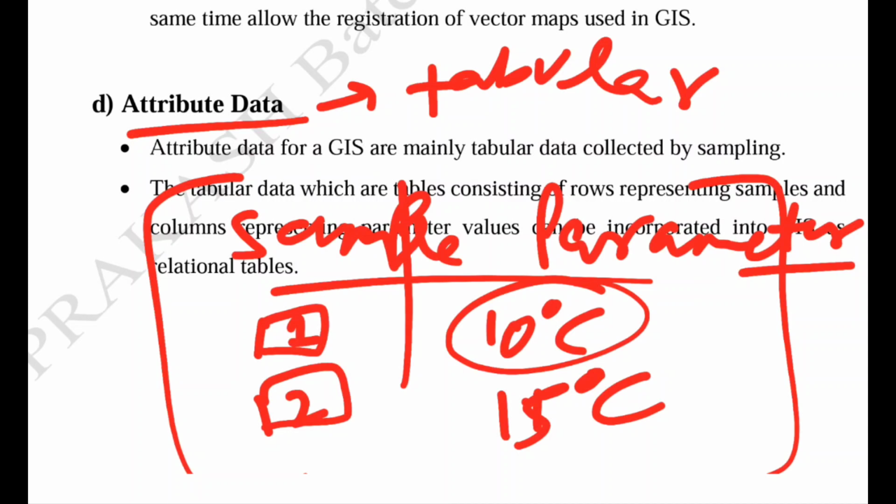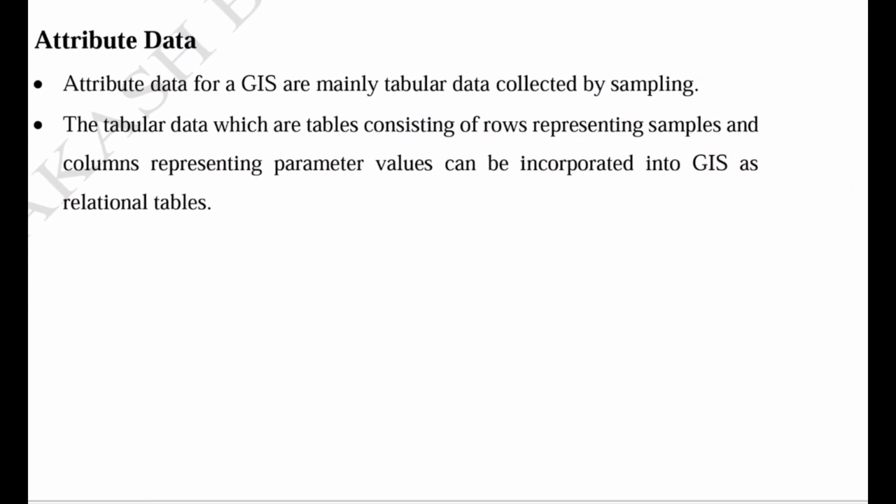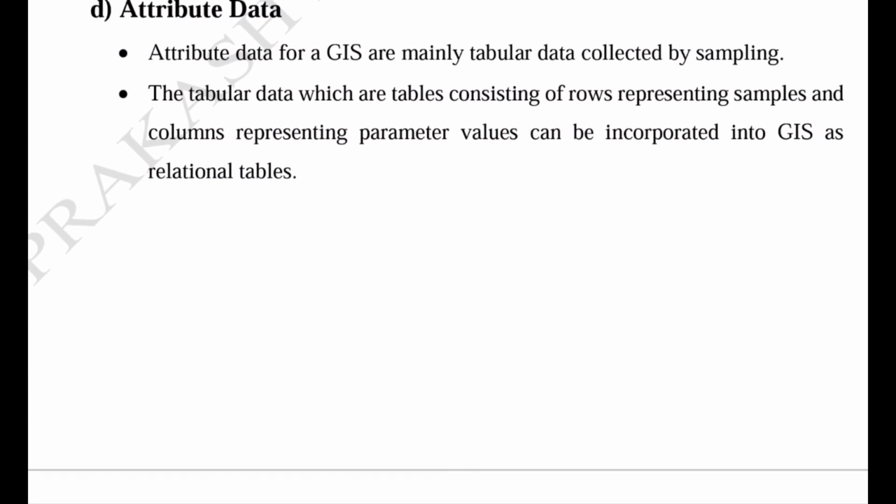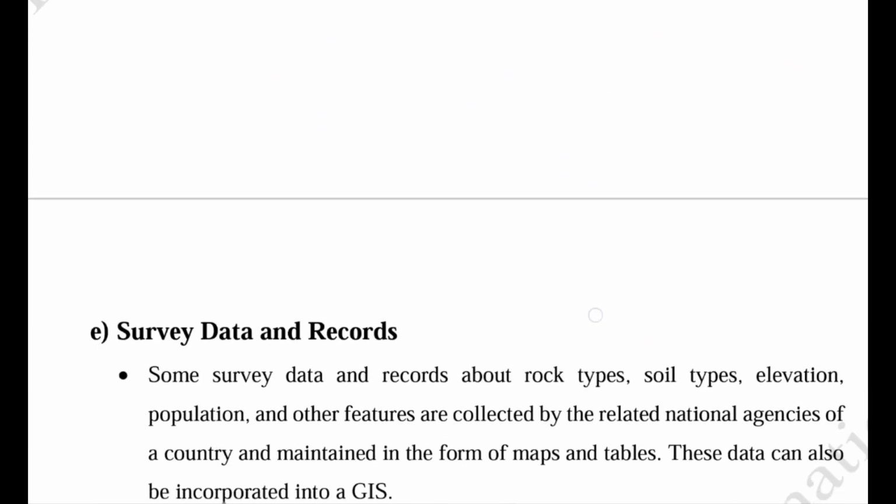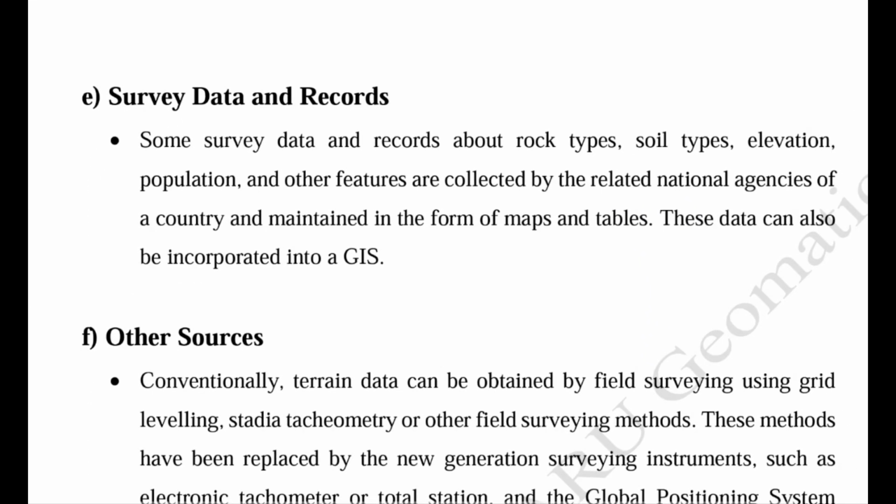And if we talk about the location or position, that is the spatial data, and attribute data comes under the non-spatial data, and the data are stored in the GIS in the tabular format. So you have to understand it and keep it in mind. Now the fifth one is the survey data and records.